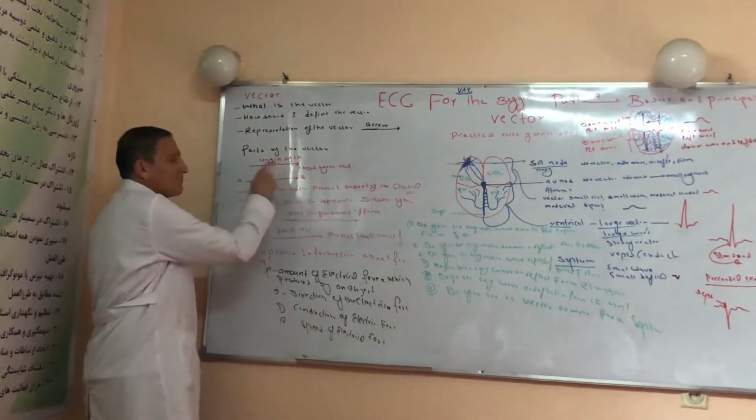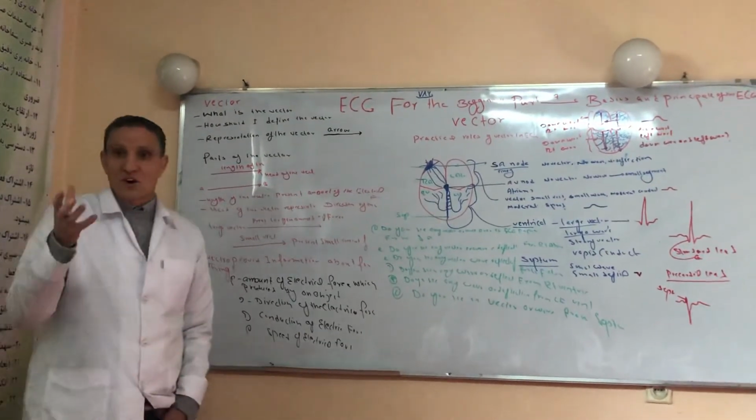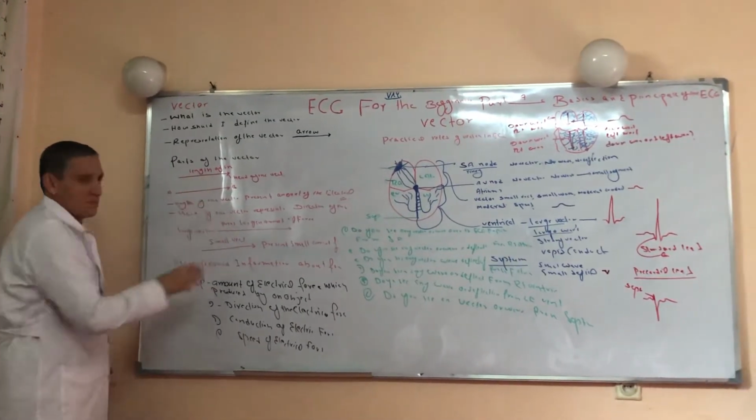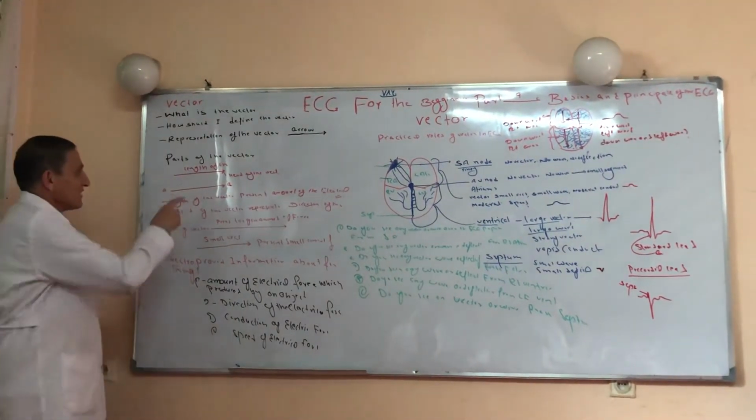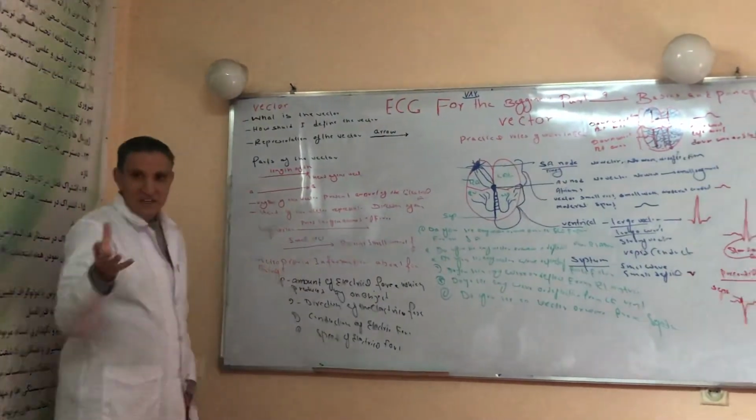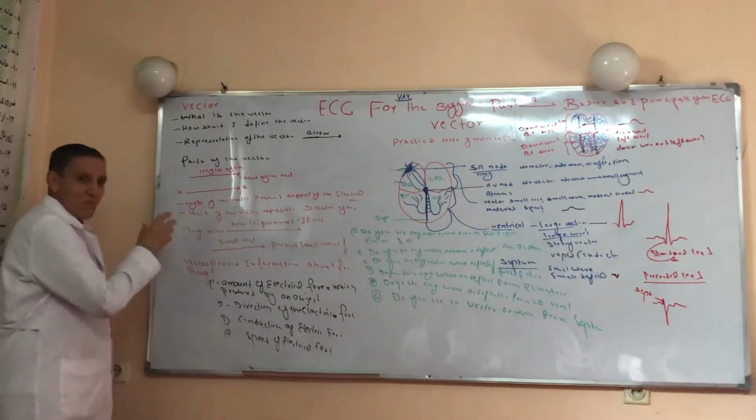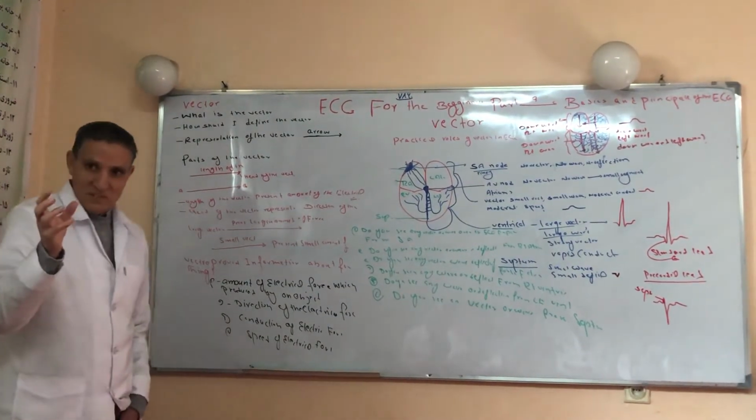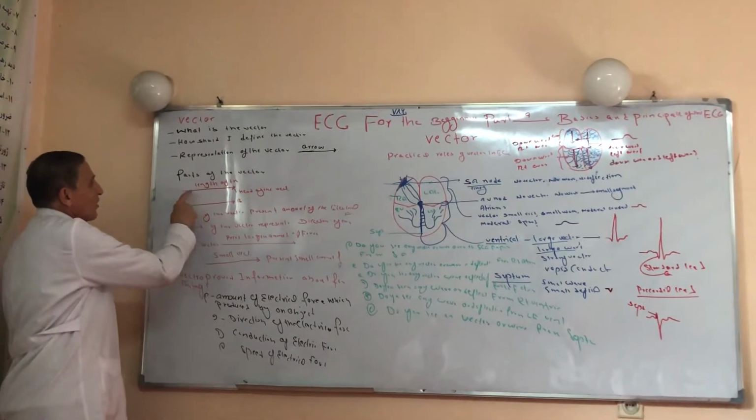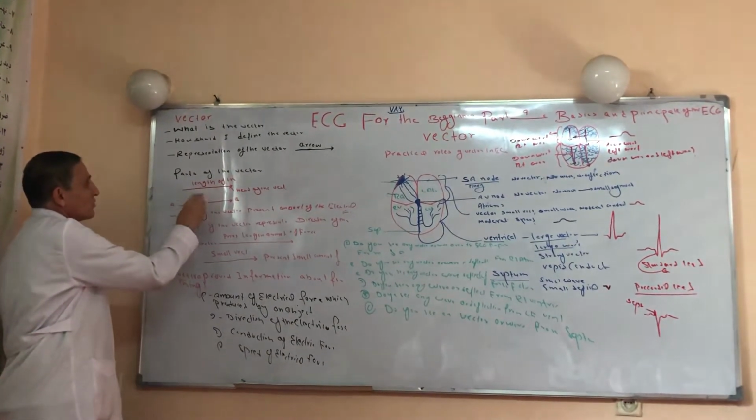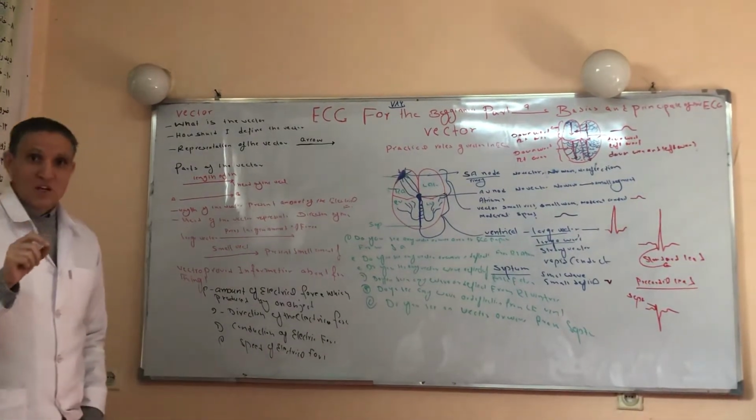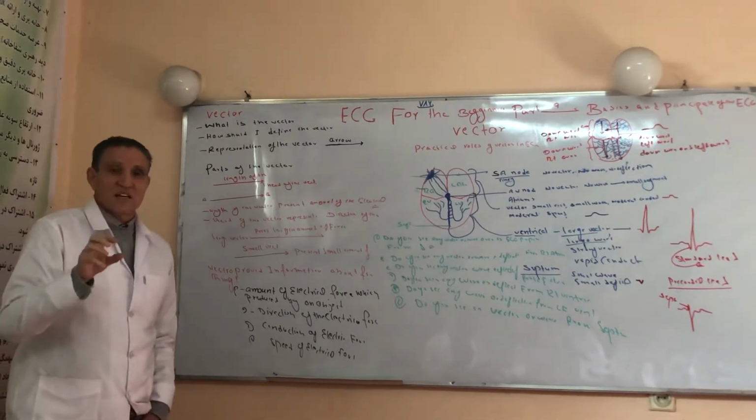Length of the vector: if we have a longer vector, it means we have more electrical force. So the amount of force produced by something is quite related to the length of the vector. Longer vector, more electrical force; small vector produces small electrical force. The length of the vector is directly proportionate to the amount of the electrical force which is produced by an object.